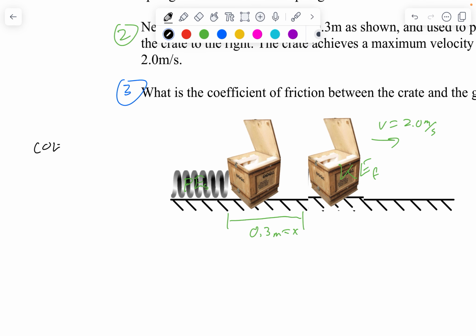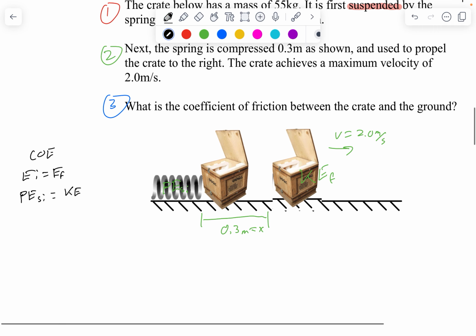Conservation of energy just says that the initial energy has got to be equal to the final energy. So this spring potential energy that I have when I compress the spring, the initial energy, is going to become kinetic energy, but it achieves a max velocity. We'll see it when we do the math.